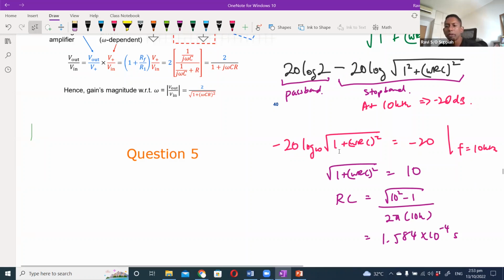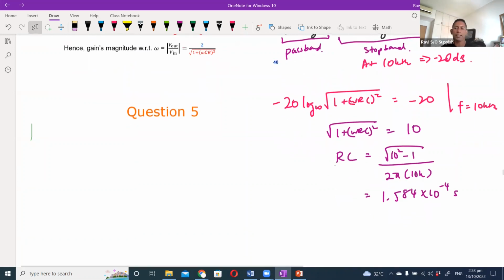So as long as my RC is giving me this value, then when I work backwards, I will fulfill this criterion that at 10 kilohertz, I will have a reduction of 20 dB. For RC to be this, you can take any combination of R and C, and they will give me this value over here.